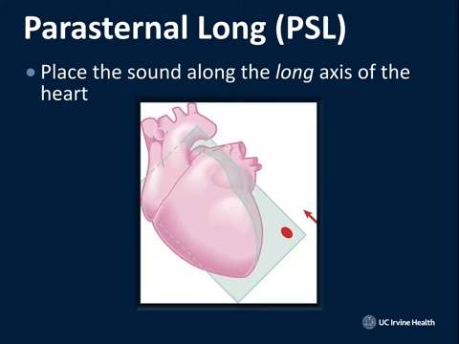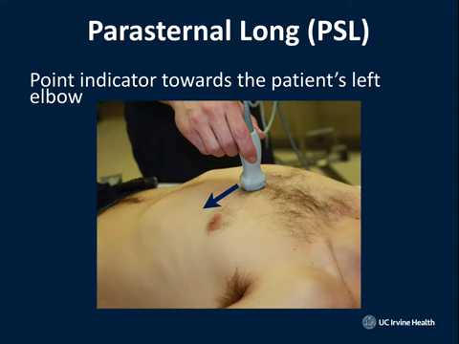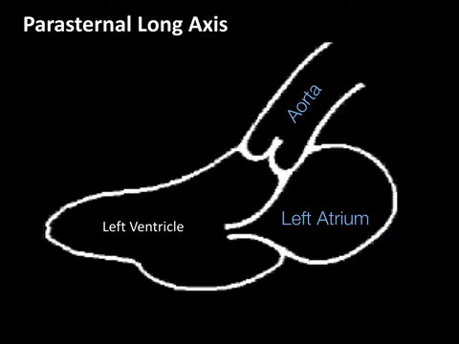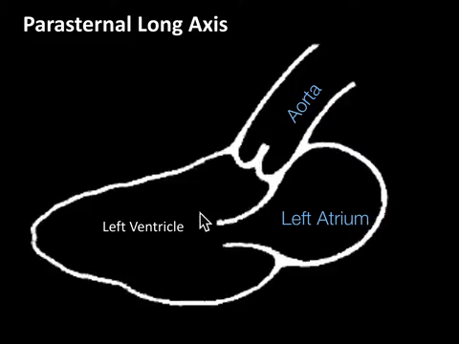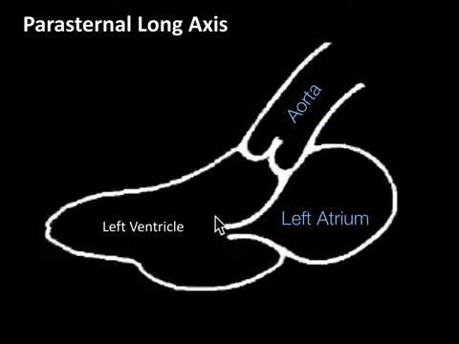Now, parasternal long, you've got the indicator down towards the patient's left hip, and you're getting a longitudinal view of the heart. Here you can see the indicator on the probe down towards the patient's left elbow or left hip. Every patient's heart is in a slightly different plane, therefore they have different axes on the EKG, but you get the idea. You're going to aim towards that patient's left. And when you do so, we get a longitudinal view of the heart, this being the left ventricle, aortic outflow tract, the left atrium is here.